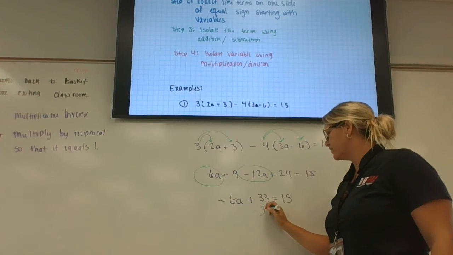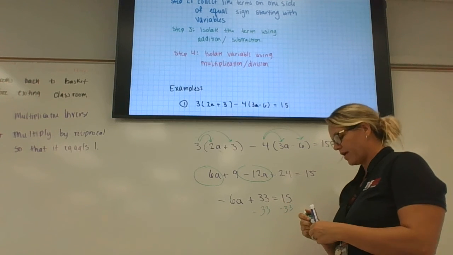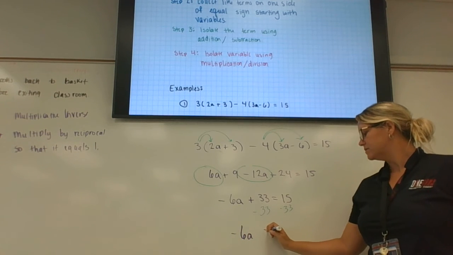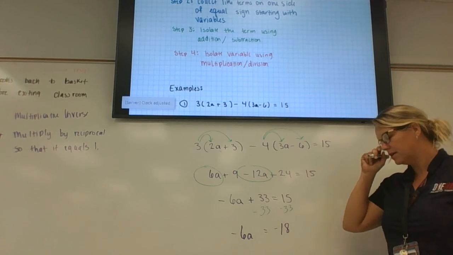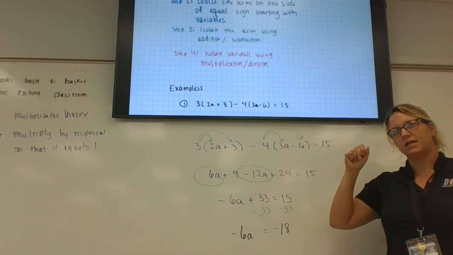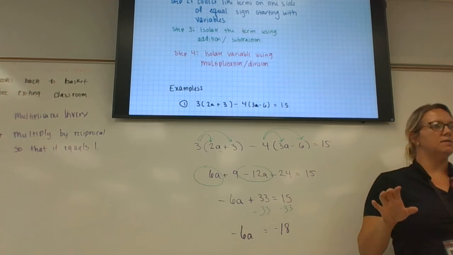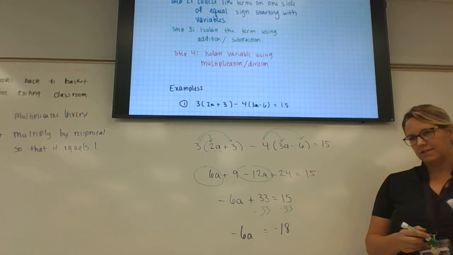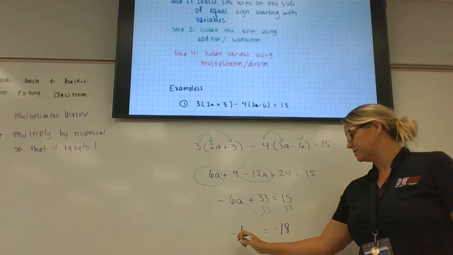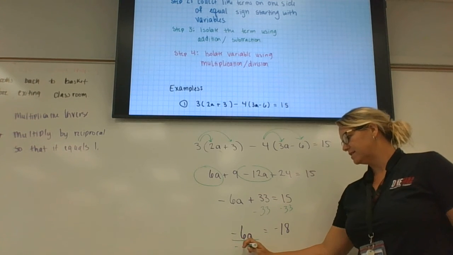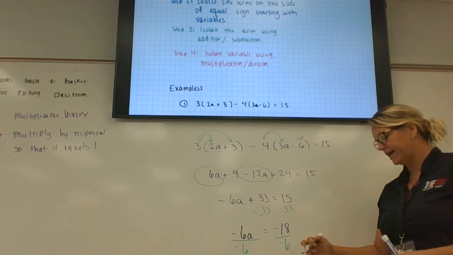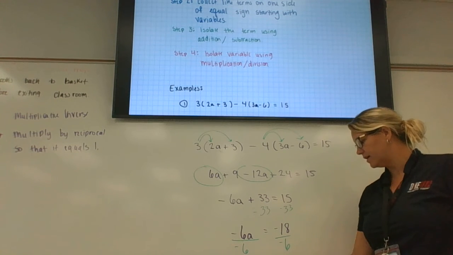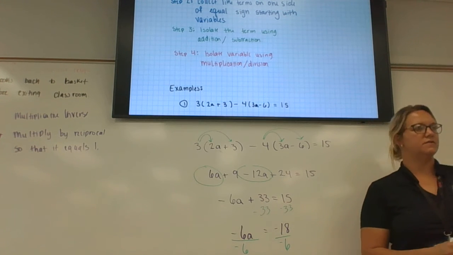We'll subtract 33 from both sides. So like it said, I think in step 3, it says, isolate the variable by doing addition or subtraction. So we move that constant first. And now last is to isolate the variable by doing a multiplication or division. This is -6 times a. The opposite of multiply is divide. Anybody else get a +3?